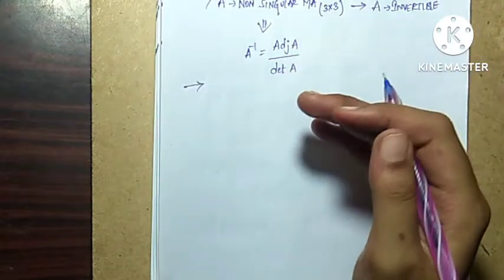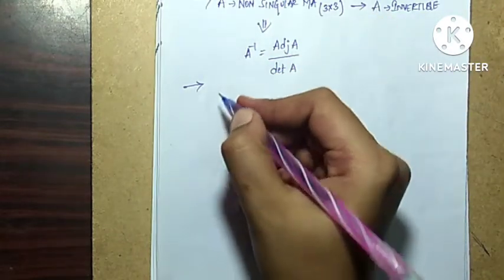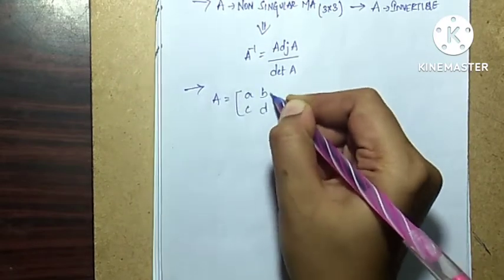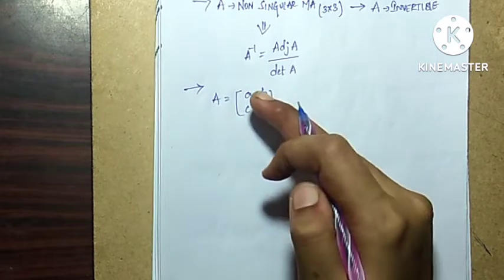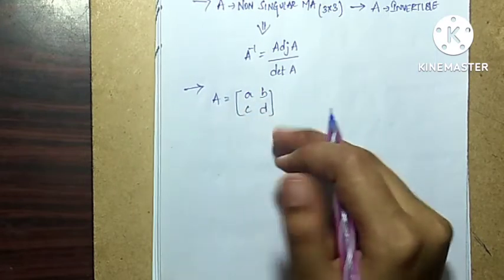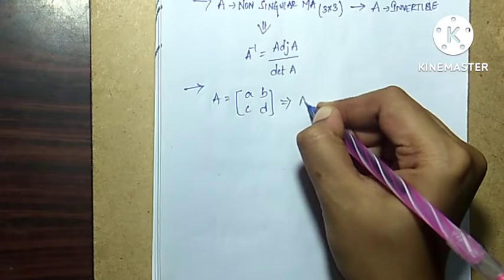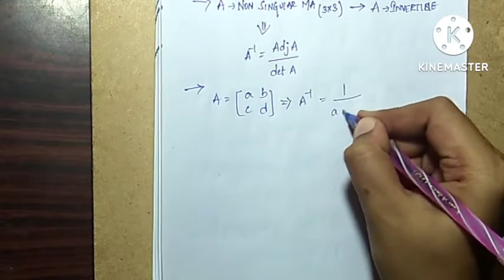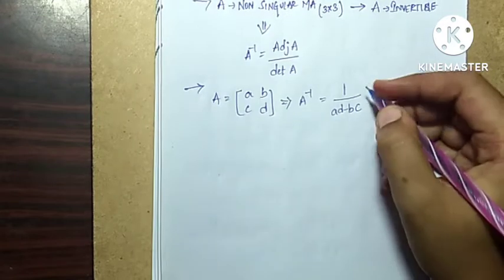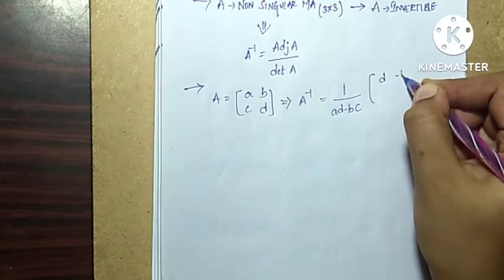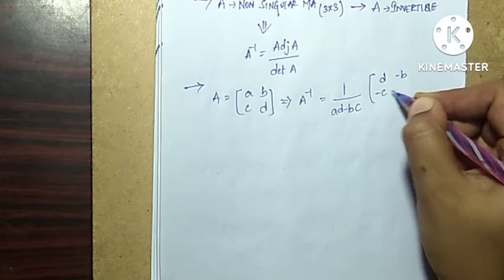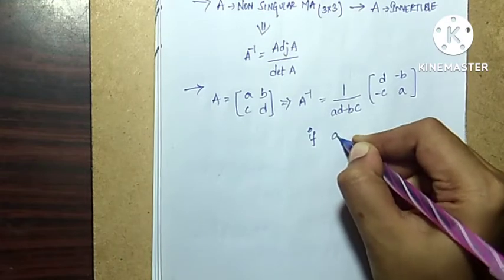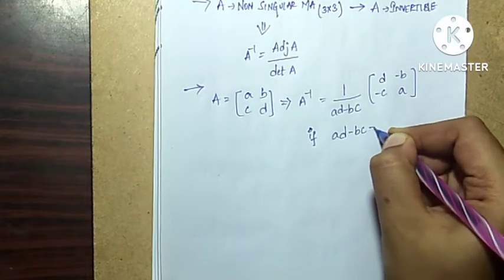Okay, now we will jump to another important point. If A is the 2 by 2 matrix with entries a, b, c, d, then A inverse is equal to 1 by (ad minus bc) into the matrix d, minus b, minus c, a, if ad minus bc is not equal to 0.